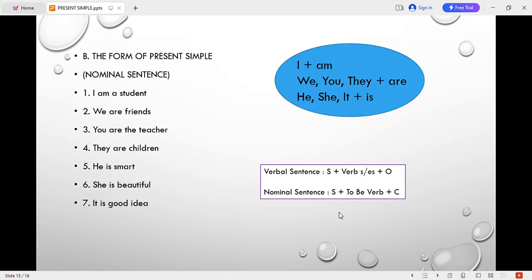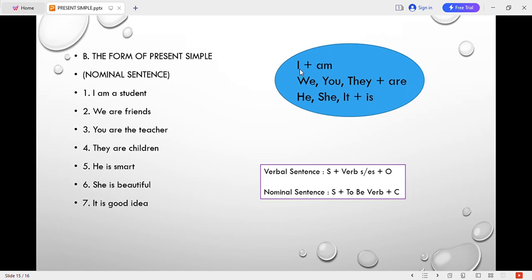Okay, next. The form of present simple in nominal sentences. A nominal sentence means a sentence that uses a to be verb. There are three types of to be verb: am, are, is. Am in present simple is am. When do we use these three to be verbs? It depends on the subject.